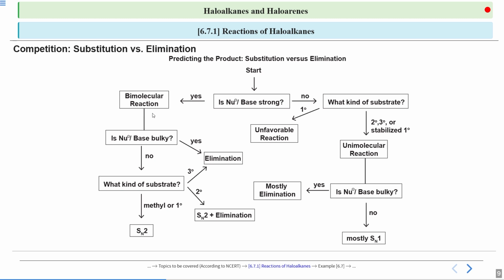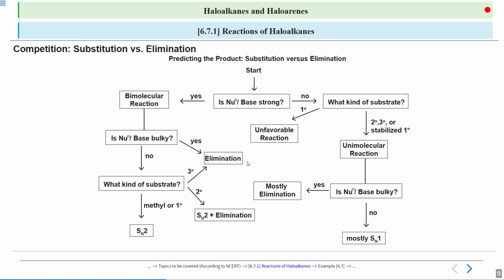The second step we will see is whether your nucleophile or base is bulky. We have a strong base, it's fine. Now we will check whether the nucleophile or your base is bulky. Bulky means larger groups are attached to your base or surrounding the base, or basically the structure of the base is larger. So, is your nucleophile or base bulky? If you are going with yes, it is bulky, then you are going with the elimination process.